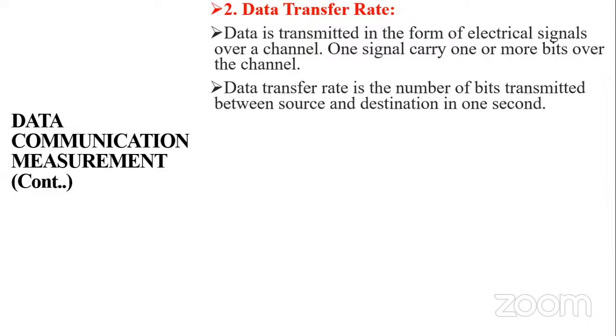We came to know the bandwidth is like the maximum size of the pipe. How much maximum can you transmit through this cable? What is the maximum number of bits or bytes you can transmit through a particular medium from source to destination? And the data transfer rate is the number of bits that can be transmitted per second.